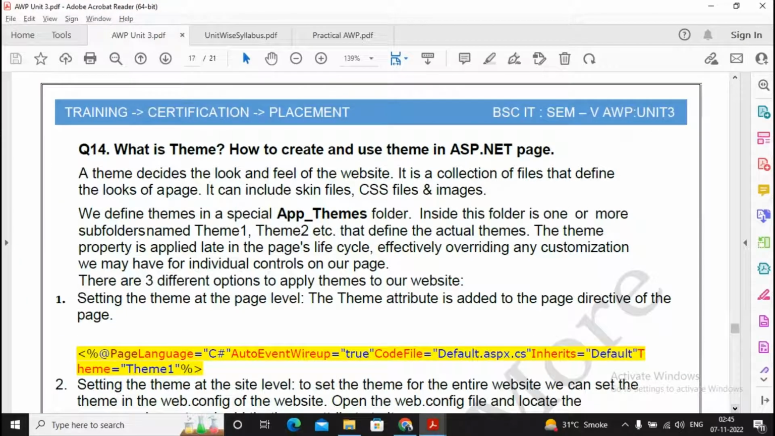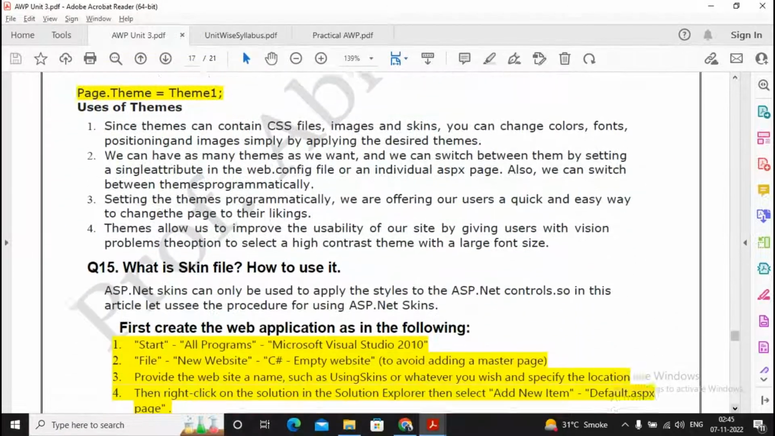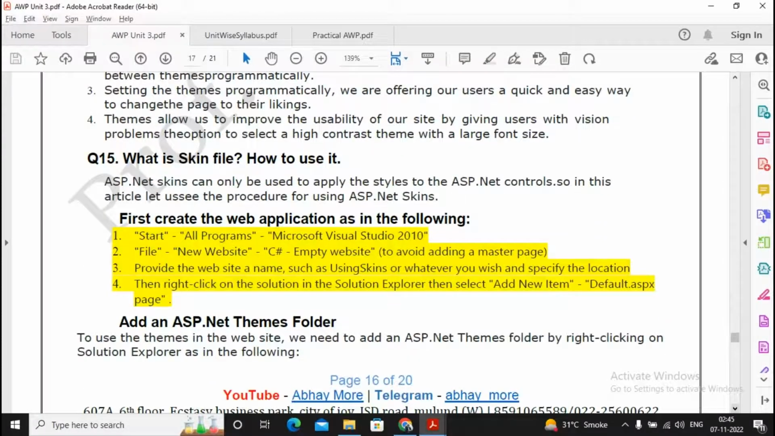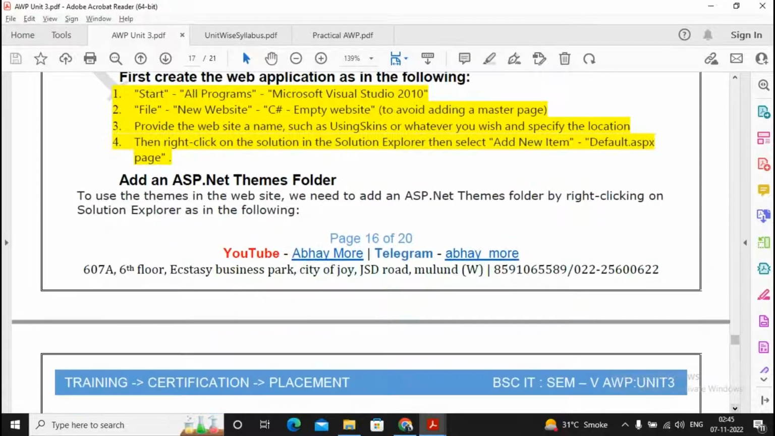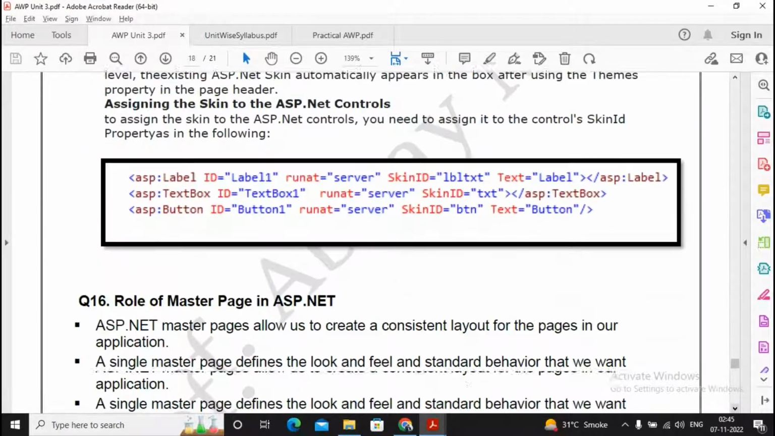Moving ahead, what is a theme and how do you create a theme in an ASP.NET page? Please prepare this answer nicely. This is quite an important question. You can see the practical covered by me in practical 5ABC to understand the theme once again properly. Over there I had covered the skin also, so please prepare the skin properly too. Theme and skin, you need to prepare this answer.